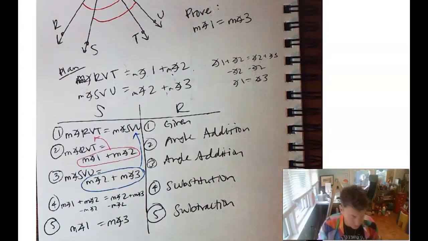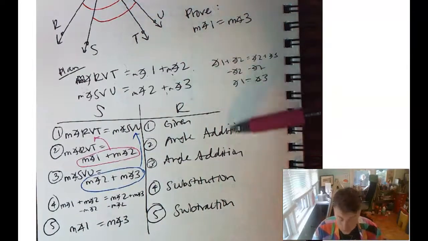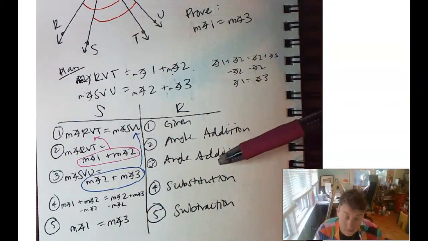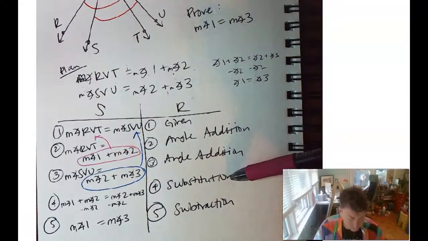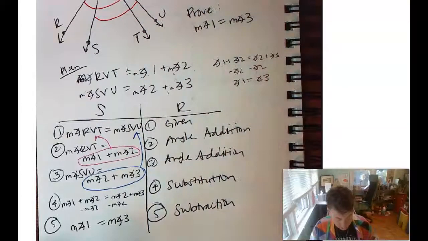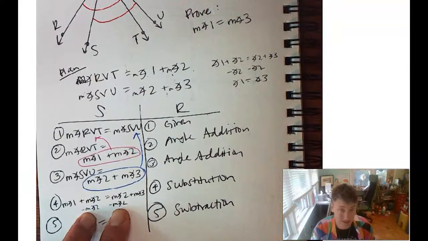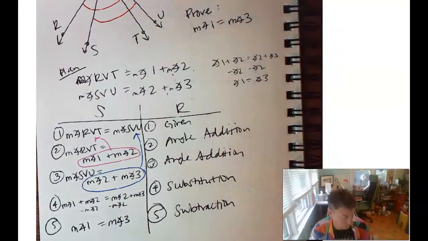Cool. Alright. So what did we do here? We started with what we were given. We used another very popular tool with angle proofs, angle addition. Then we used substitution, another very popular tool. And we got a new equation, and we subtracted the same thing from both sides. So by subtraction, we got down to the statement that we were trying to prove.